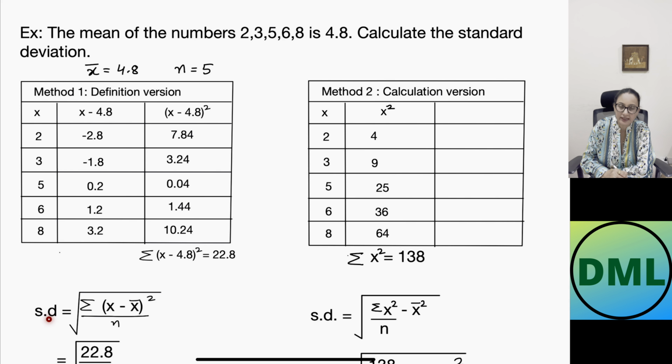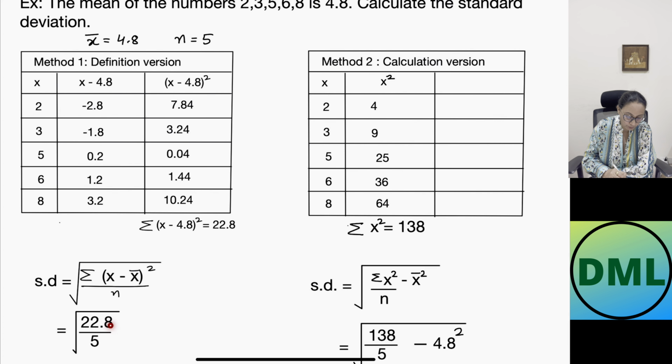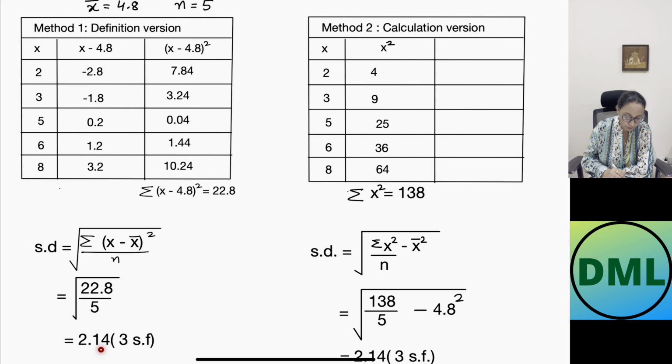If you put it in the standard deviation formula, which is equal to root of sigma x minus x bar the whole square over n, this will be written as 22.8 divided by 5 because n value is 5, and I will get the answer as 2.14, correct to 3 significant figures.